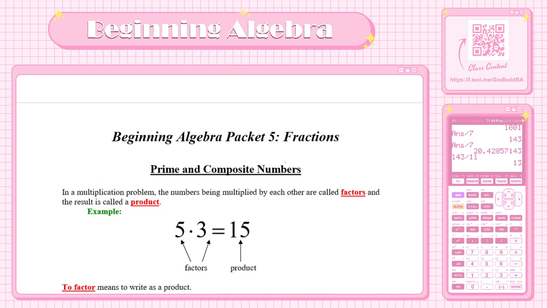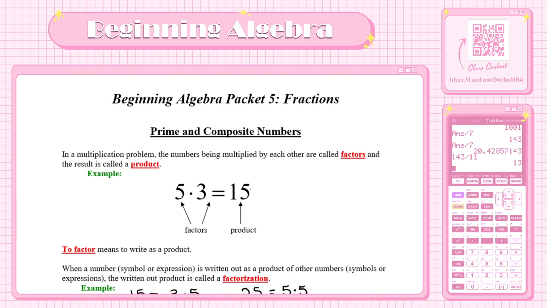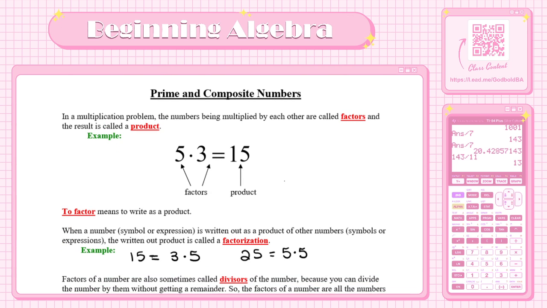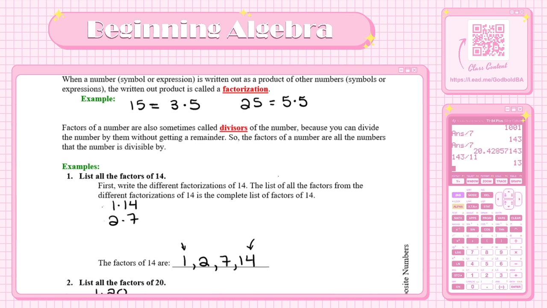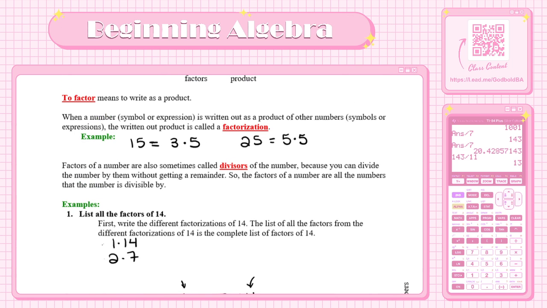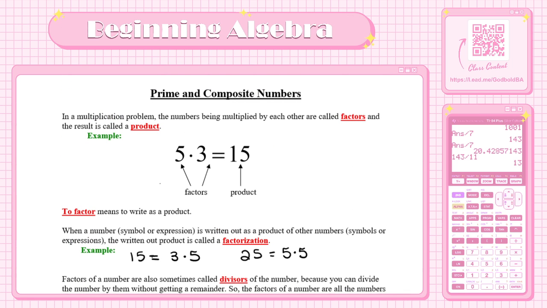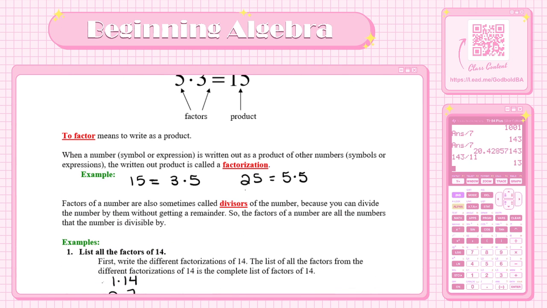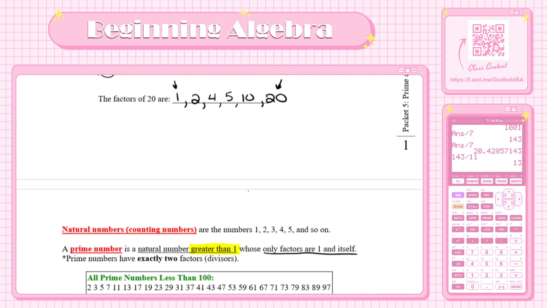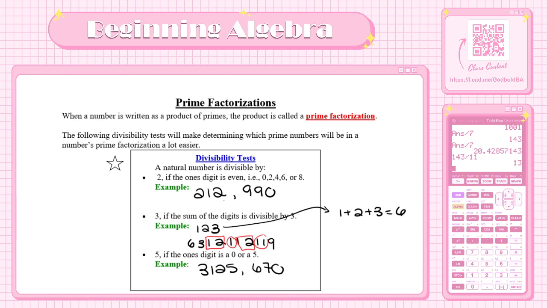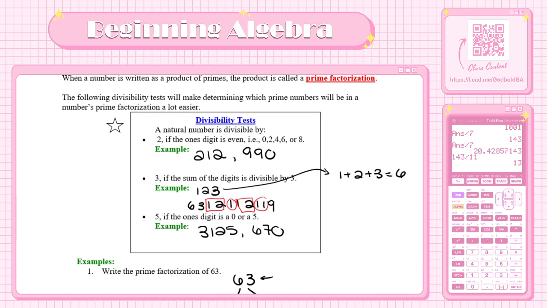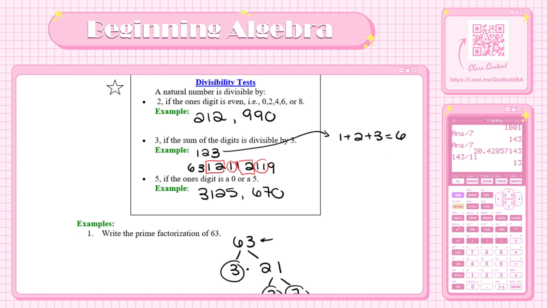So let's scroll back up. We're in packet 5 on fractions. We're talking about prime numbers and composite numbers. Remember, a prime number is a number whose only factors are 1 and itself, where factors are the things that you can divide it by. They're also sometimes called the divisors. When you do a prime factorization, you rewrite the number as a product of only prime numbers.